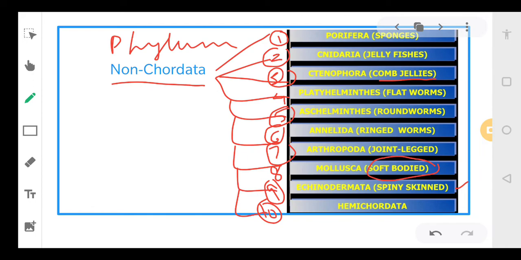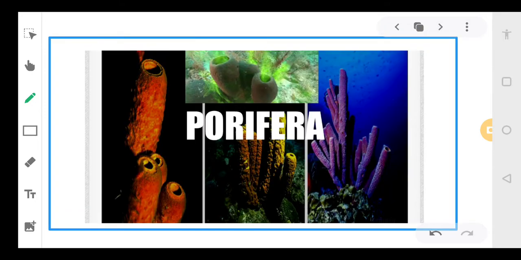Now in today's video, in today's module, I'll be talking about only the first one, that is the Porifera, the phylum Porifera. The kingdom Animalia has been divided into phylums, and first is Porifera.